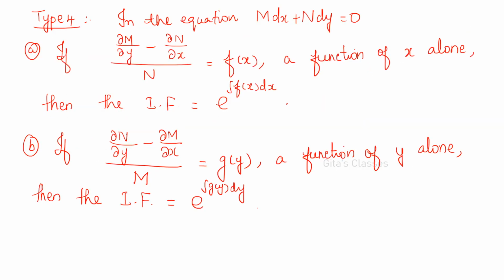And type 4, in the equation M dx plus N dy is equal to 0, if it is not coming in any of the first 3 types, then check the next one. Dou M by dou y minus dou N by dou x divided by N is equal to a function of x alone. Then e power integral of this function dx will give you the integrating factor. Similarly, dou N by dou y minus dou M by dou x divided by M is equal to a function of y alone. Then e power integral of this function into dy will give you the integrating factor.